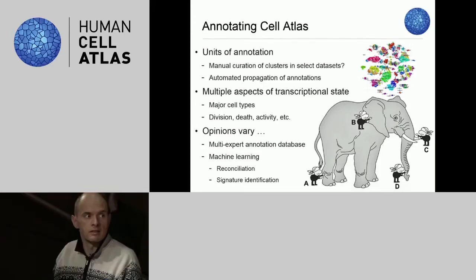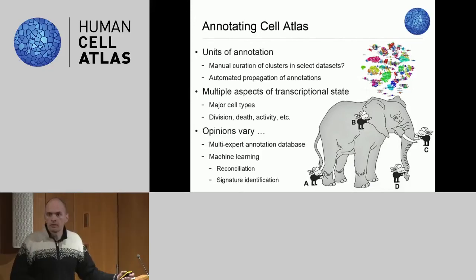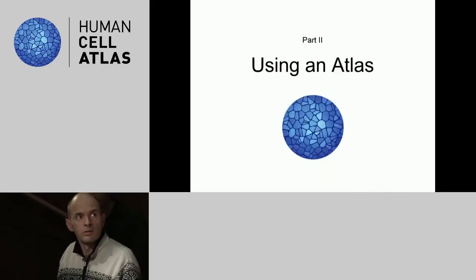Currently, there's really nothing that could annotate things from scratch. But given a database of expert opinions, we could move into reconciling different opinions and finding common trends in there, and then identifying signatures that are robust enough to support these opinions, and hopefully come up with a well-annotated atlas that could be used in the future.